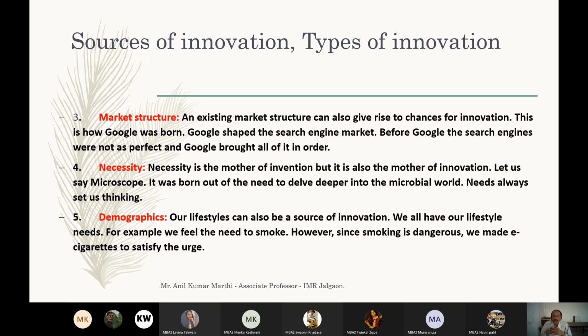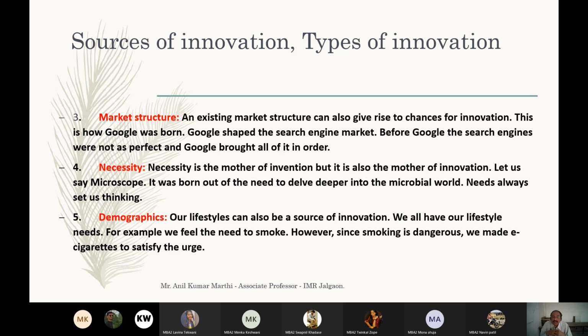Lifestyle. Okay, but even e-cigarettes are bad, let me tell you. But it looks sophisticated, right? In tune with the lifestyle people have. It is even allowed in the aircrafts, most of them. Okay. So demographic is also another source of innovation.